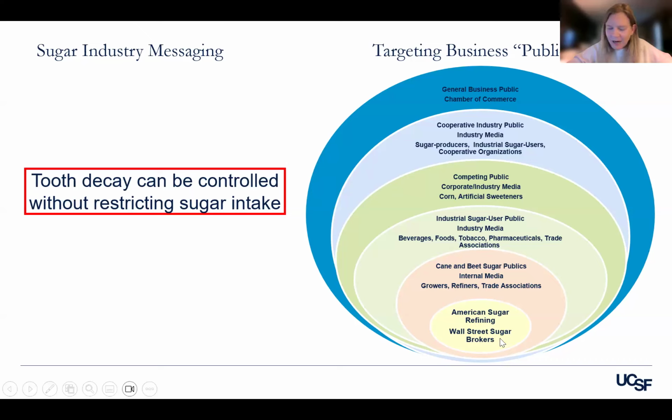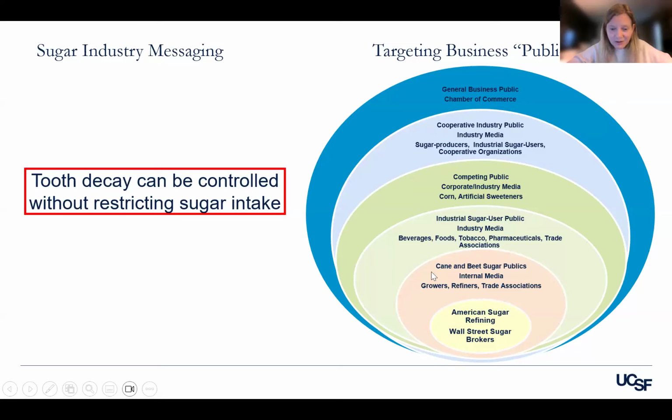And so much of this started literally over 100 years ago, back in the days of the U.S. Sugar Trust and the monopoly of the American Sugar Refining Company, working together with Wall Street sugar brokers, trying to promote positive messages about sugar and health. And they have to get the business world on board.